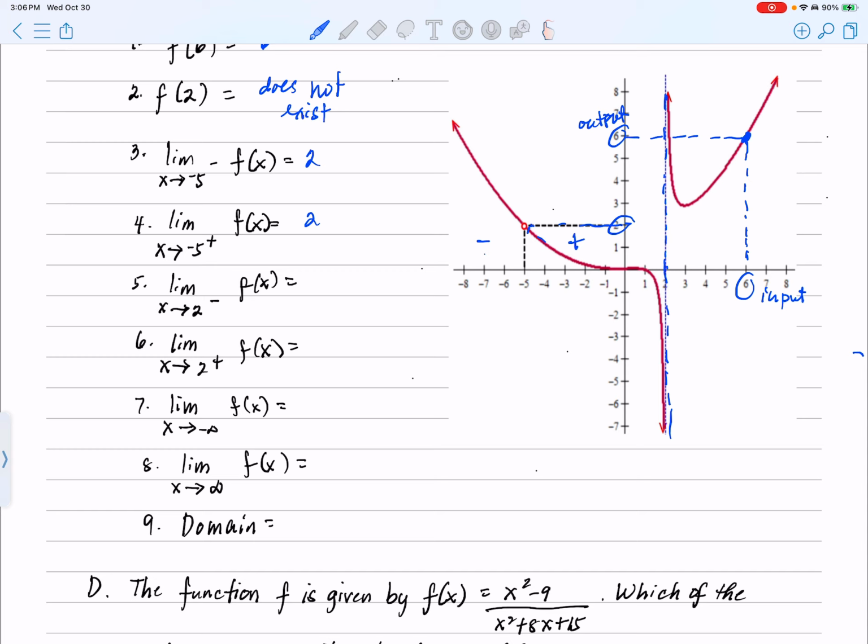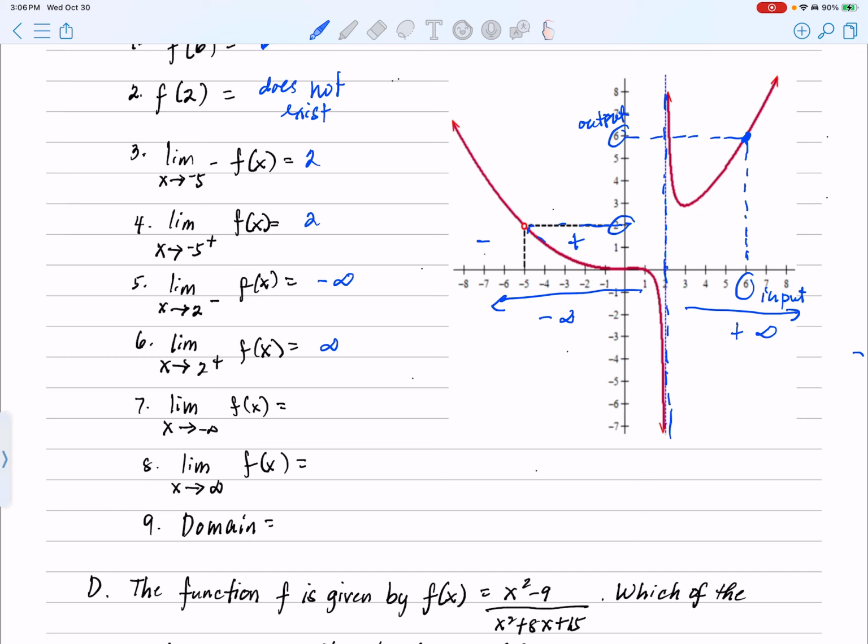Okay. So from the left of 2, right here, on the right, this is positive infinity. This is negative infinity. So the function of x is negative infinity from the left, and from the right it's positive infinity.